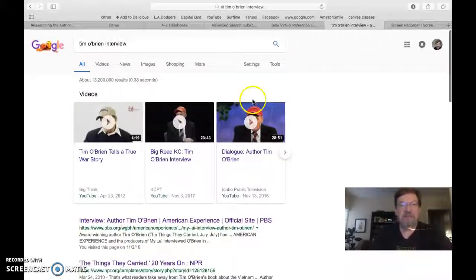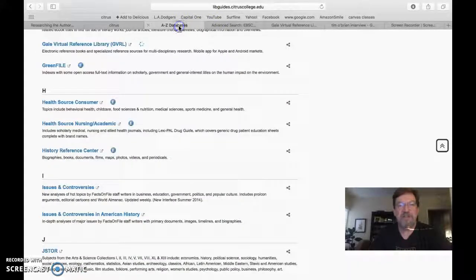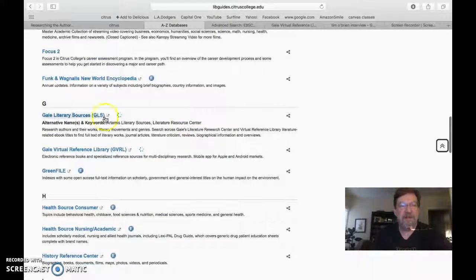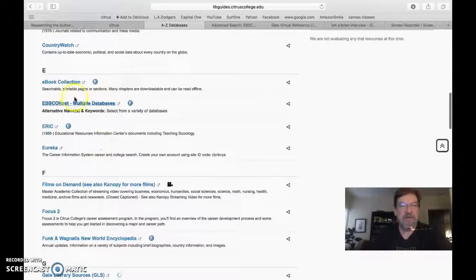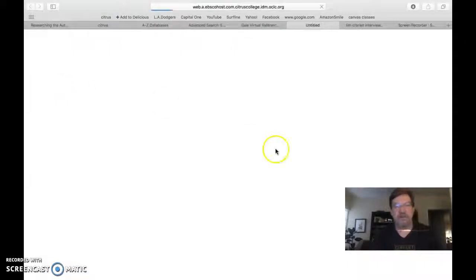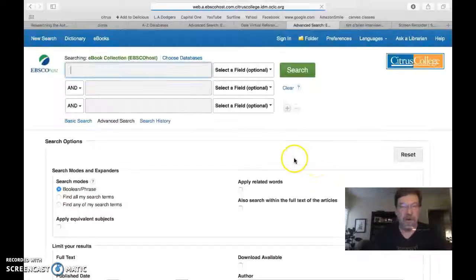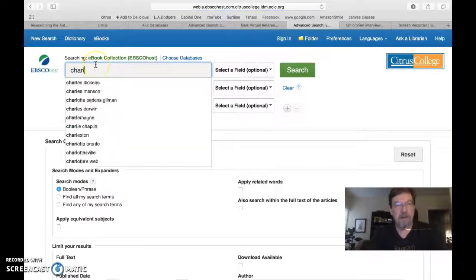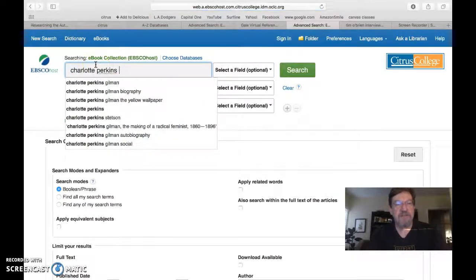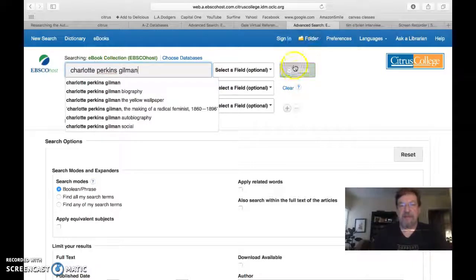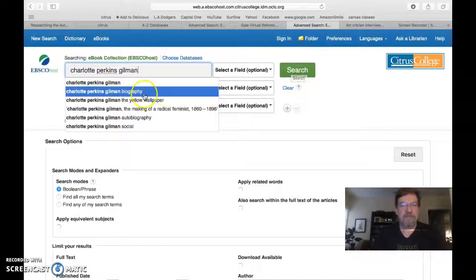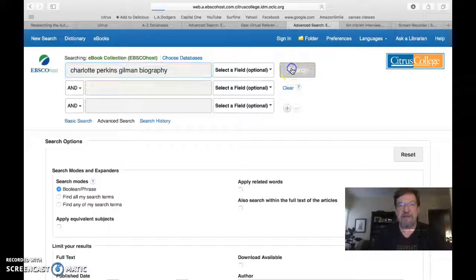So that's Tim O'Brien. I'm going to go back and do a quick study of the same kind of thing. Let's take a look at the ebooks and just use Charlotte Perkins Gilman, who wrote The Yellow Wallpaper. All right. Here's another person who also has written a lot about her own life. I see this biography there. Well, let's put that in there since they gave it to me.